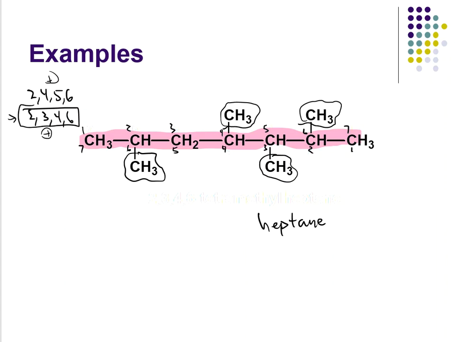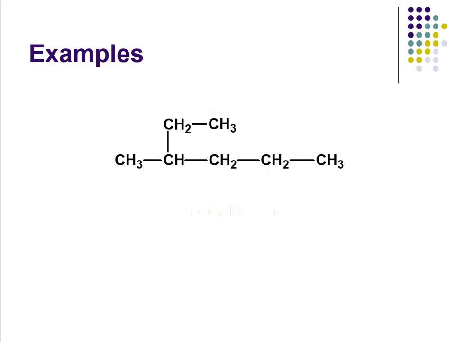So these are 4 methyl groups, right? So CH3 is a methyl. There's 4 of them, so that means tetramethyl. And each one needs a number, and we now know what they are. That's a 2, a 3, a 4, and a 6 tetramethyl heptane. Woof! What a doozy, right? All right, so let's take a look at another example.